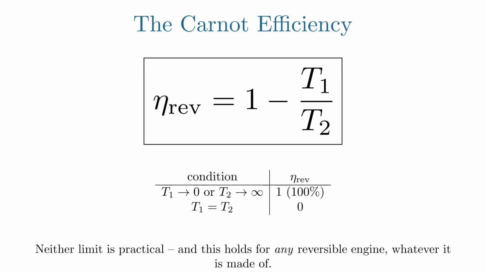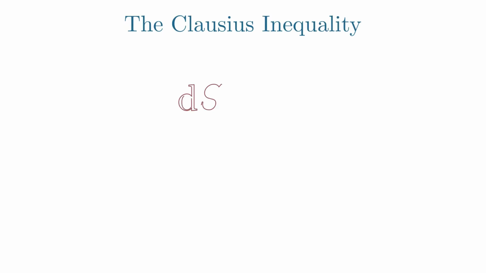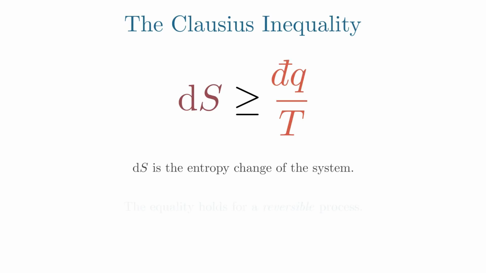So the engine has an efficiency of 100% if the cold sink is at absolute zero or the hot bath is at infinite temperature. Both are not practical. The heat engine has an efficiency of 0 if the cold sink and the hot bath are at the same temperature. The Carnot heat engine is the most efficient heat engine which is theoretically possible. This gives us a criterion for spontaneous change, but not a convenient one.